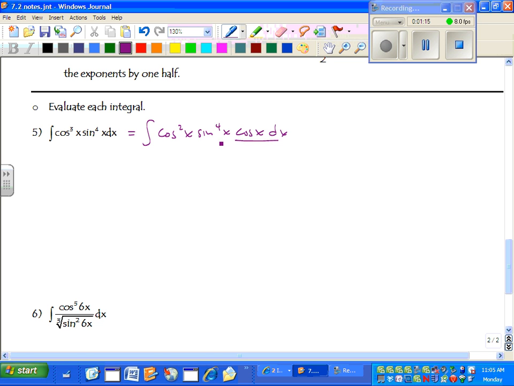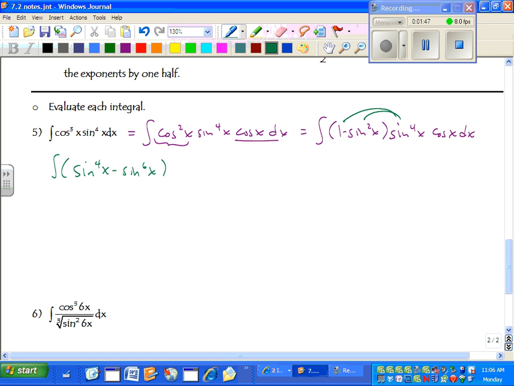Then what we can do here is write all of this in terms of sine, right? By taking this cosine squared and using the Pythagorean identity, 1 minus sine squared, times sine to the 4th times cosine of x dx. Now, this first part is going to be in terms of sine. We want to distribute that to both of those terms. We get sine to the 4th minus sine to the 6th times cosine of x dx.